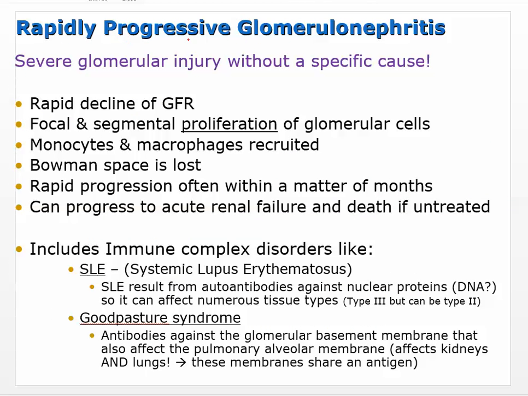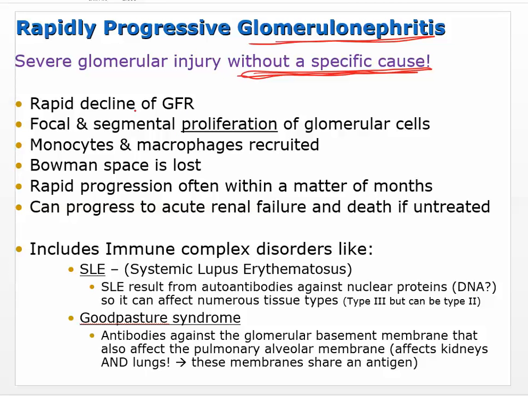Rapidly progressing glomerulonephritis is kind of a subcategory. It's a severe glomerular injury without a specific cause. We don't know, or we'll know what causes it, but it can be a number of different things.